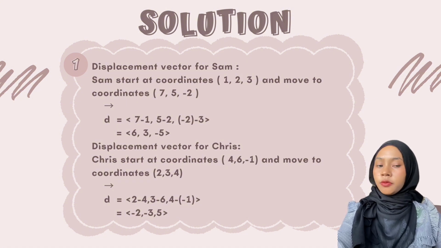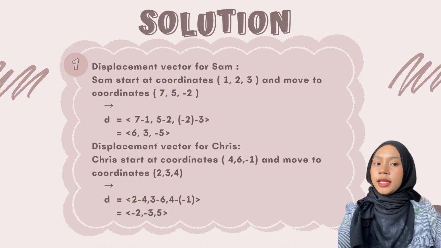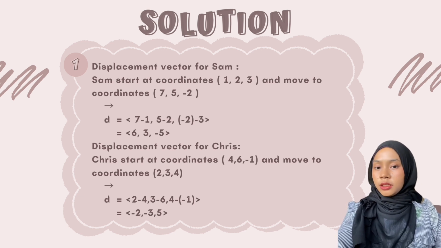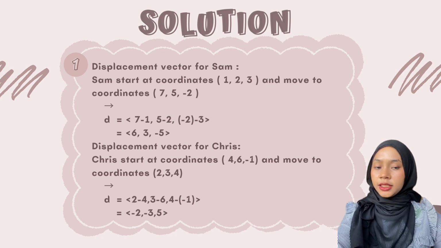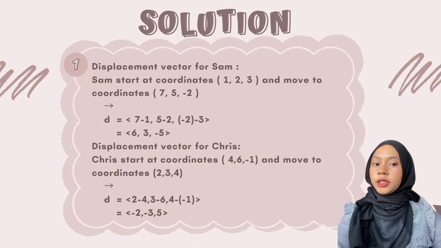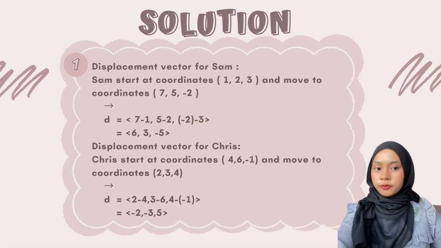To find the displacement vector for Chris, who starts at coordinate 5, 6, -1 and moves to coordinate 2, 3, 4, we calculate 2 minus 5, 3 minus 6, 4 minus -1. We get -3, -3, 5.